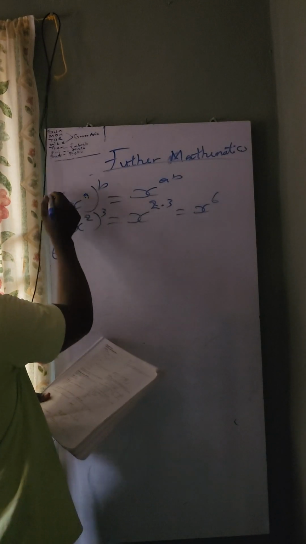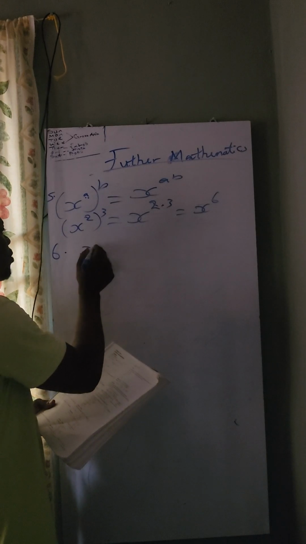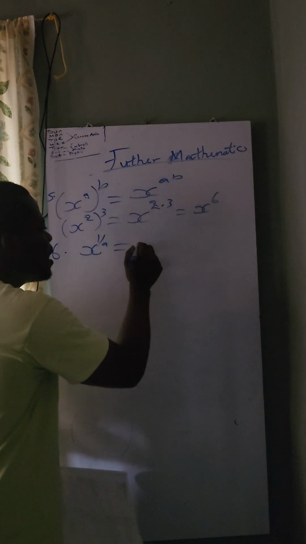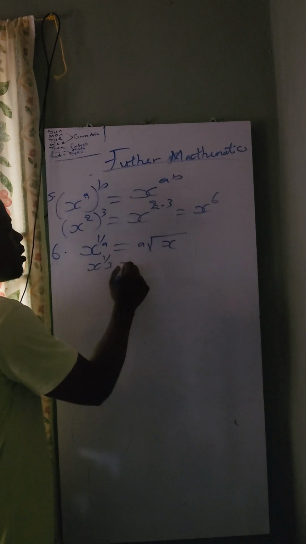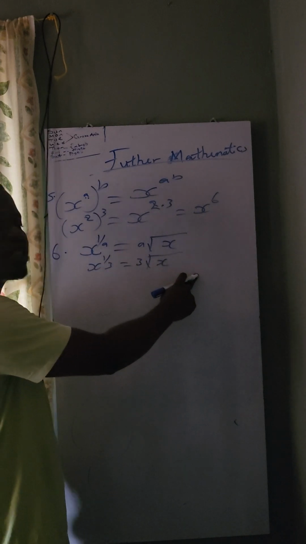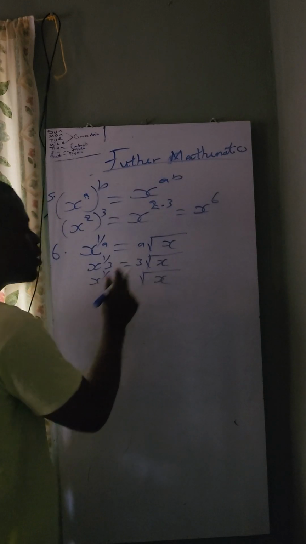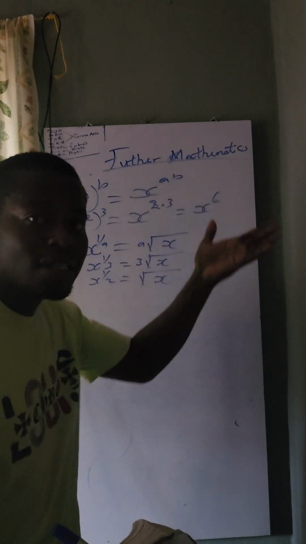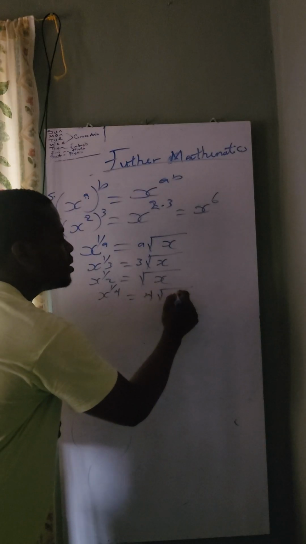I think this is the 6th law. The law we're talking about is when you're having x raised to 1 over a. X raised to 1 over a here is going to be the a-th root of x. For example, x raised to 1 over 3 is the cube root of x. If you have x raised to 1 over 2, it is the square root of x. 2 is already the square root, but if it is 3, 4, 5, we write it. If it is x raised to 1 over 4, it means the 4th root of x.